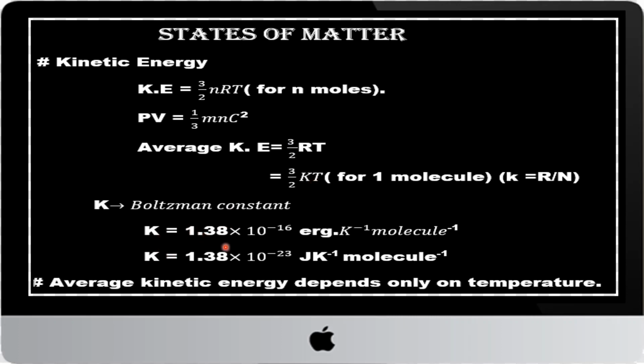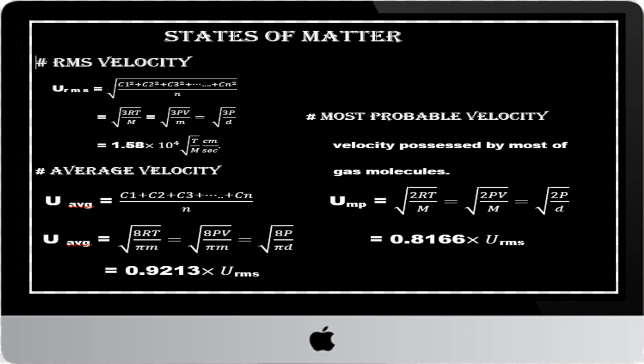k equals 1.38 × 10^-16 erg per Kelvin per molecule, or k equals 1.38 × 10^-23 joule per Kelvin per molecule. You should remember these two values by heart. It will be time saving for us. And this is an important relation: average kinetic energy depends on temperature. Next, coming to velocities.